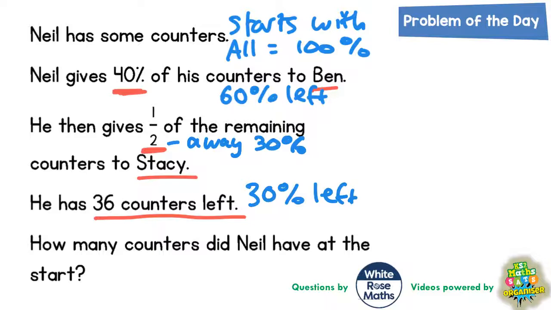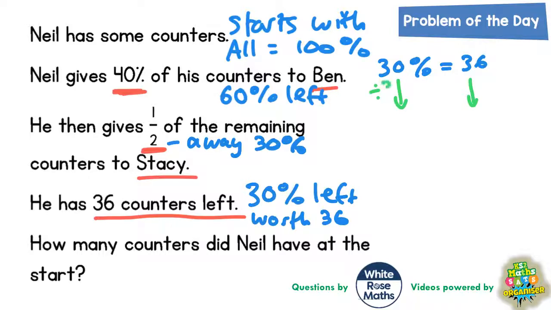But that 30% is worth 36. So, if 30% is worth 36, then we need to turn this back into 100% to figure out what he started with. If you divide 30% by 3, that would give you 10%, but you've also got to divide the 36 by 3, which would give you 12. So 10% must make 12, and then from there we can build this 10% back up to 100%.